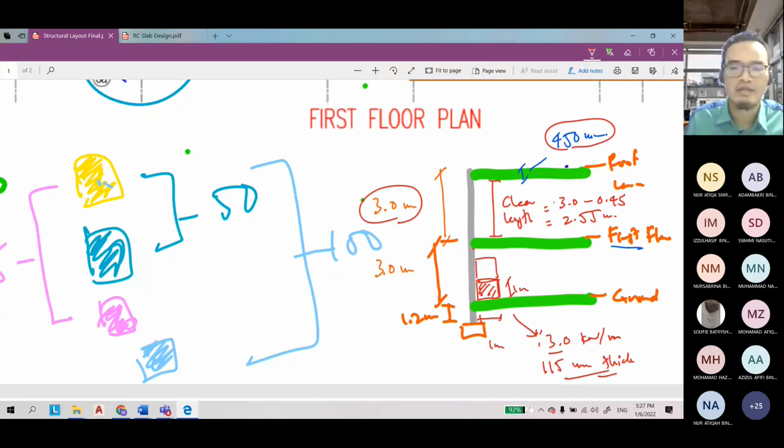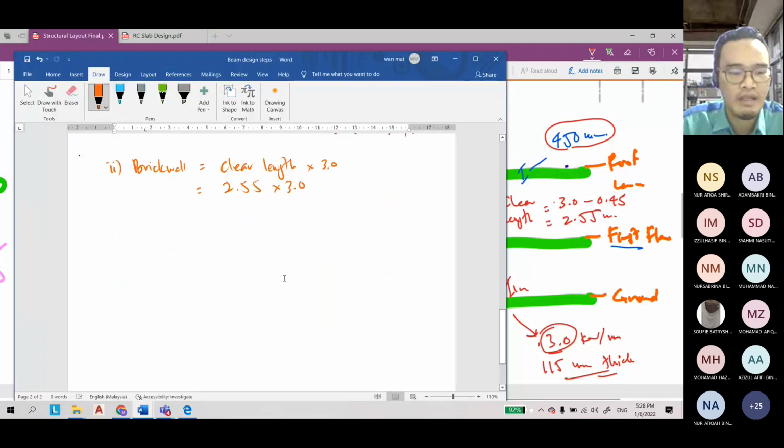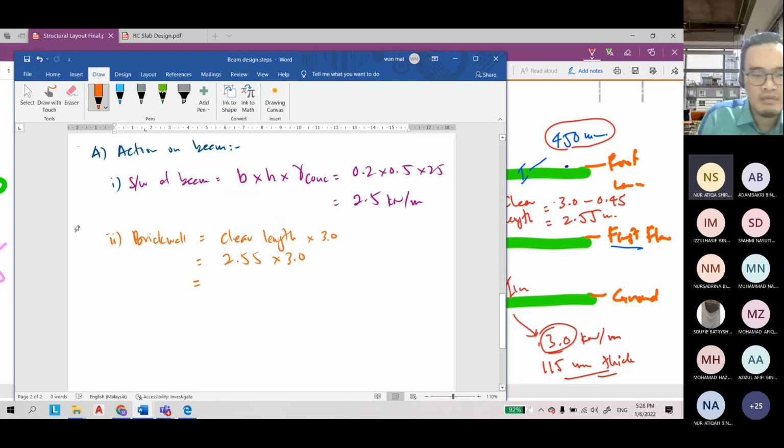This is okay. Maybe you can take a lesser value. 2.6 is okay, 2.8 is also okay. Depending on the materials, but 3.0 is conservative, so just use it. So what is the value here? 7.65. Let's make it 7.7 kilonewton per meter. What are the other materials?